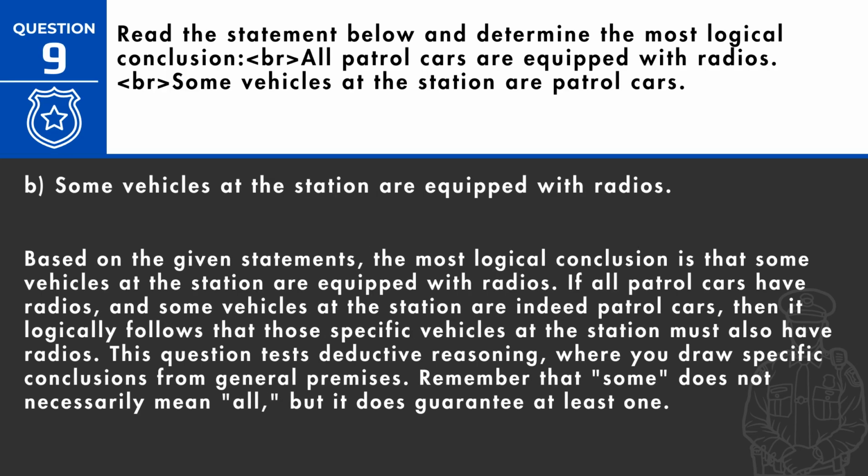Answer. B. Some vehicles at the station are equipped with radios. Based on the given statements, the most logical conclusion is that some vehicles at the station are equipped with radios. If all patrol cars have radios, and some vehicles at the station are indeed patrol cars, then it logically follows that those specific vehicles at the station must also have radios. This question tests deductive reasoning, where you draw specific conclusions from general premises. Remember that some does not necessarily mean all, but it does guarantee at least one.